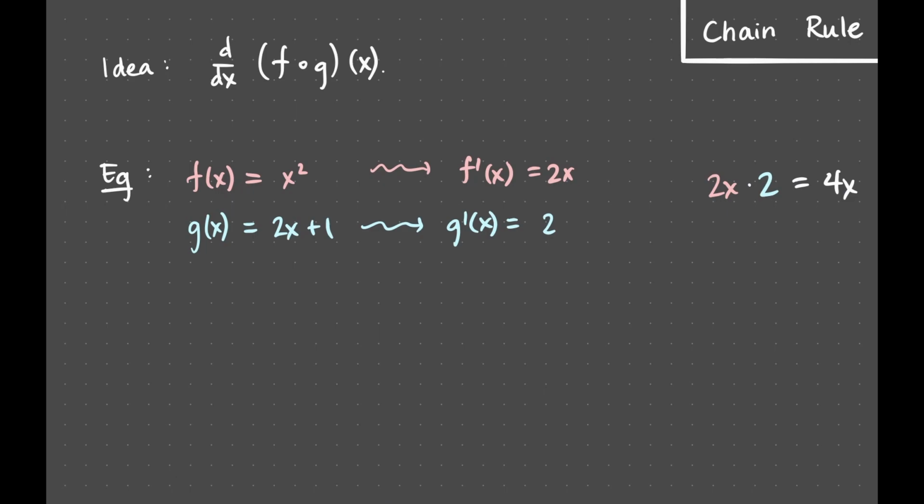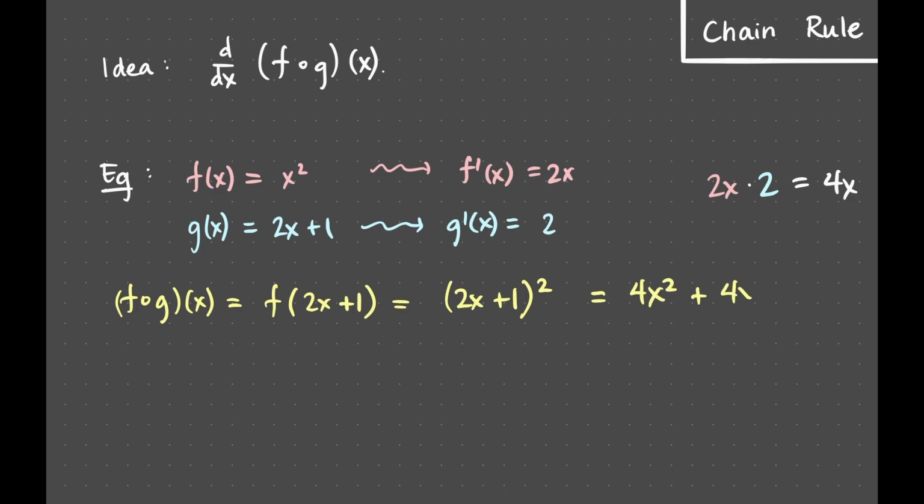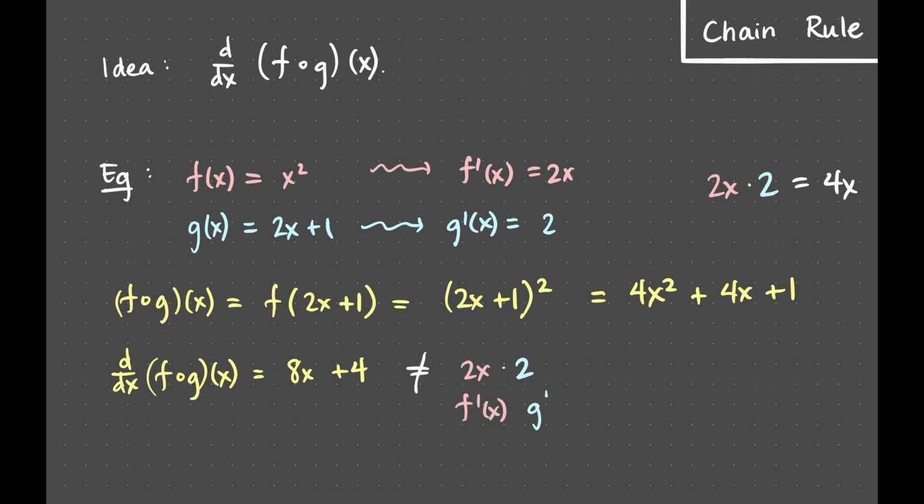To see why, let's write out the composition. Since g is 2x plus 1 and f is x squared, f composed with g is given by the quantity 2x plus 1 squared. Now, to compute the derivative, let's expand out this quantity. Upon doing so, we find that it's equal to 4x squared plus 4x plus 1. And now we can take the derivative to find that it's equal to 8x plus 4. Notice that this isn't the product that we found earlier. In other words, 8x plus 4 is not equal to 2x times 2.